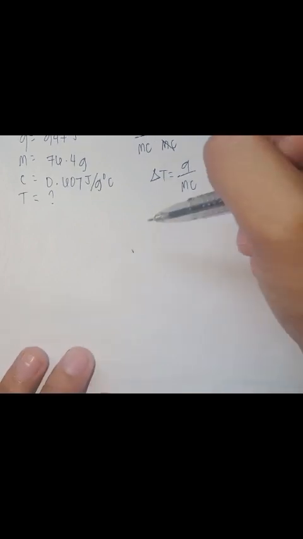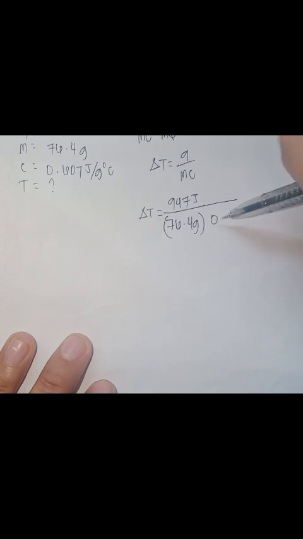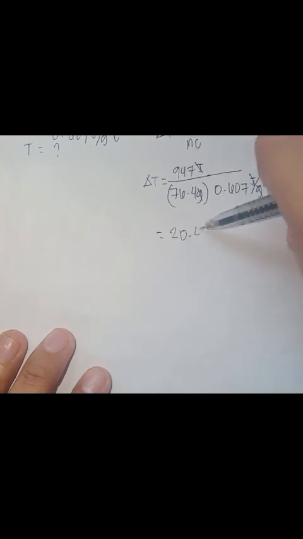So, the Q is 947 joules over 76.4 gram times 0.607 joules per gram degree C. So, we cancel the joules and the gram, because we are looking for temperature, so what remains is degree C. So, 947 divided by 76.4 times 0.607 equals 2.4 degree C.